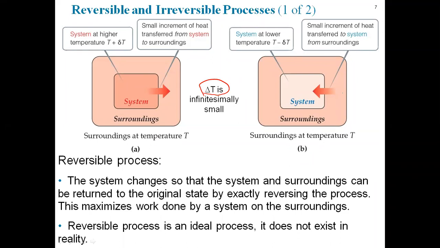Okay. This is a result of calculus. If you take calculus, you will know there is a so-called infinitely small change, delta x. In this case, we say our delta T is so small that we can make this heat exchange process reversible.